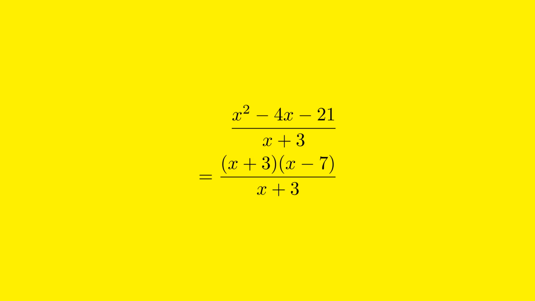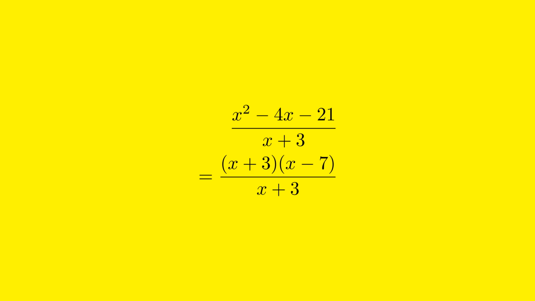To begin reducing the rational expression x squared minus 4x minus 21 divided by x plus 3 to its lowest terms, we need to factor the polynomial in the numerator. The numerator is x squared minus 4x minus 21. The goal is to express the quadratic polynomial in the numerator as a product of two binomials.